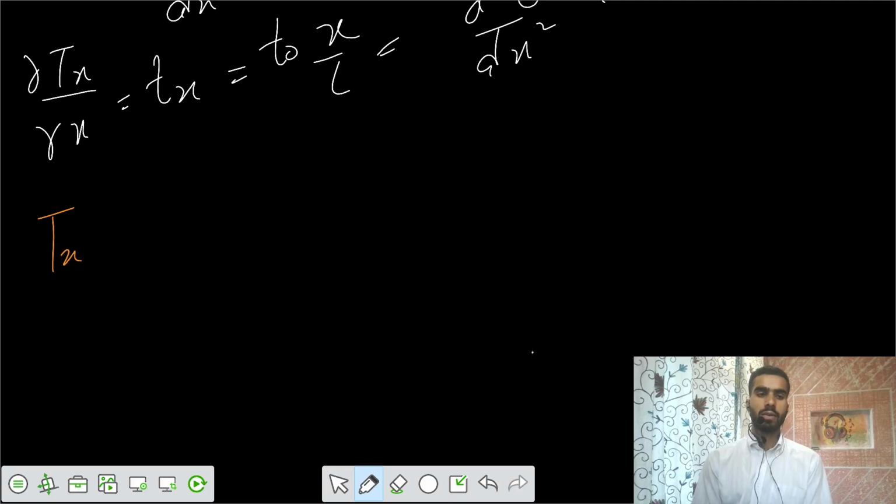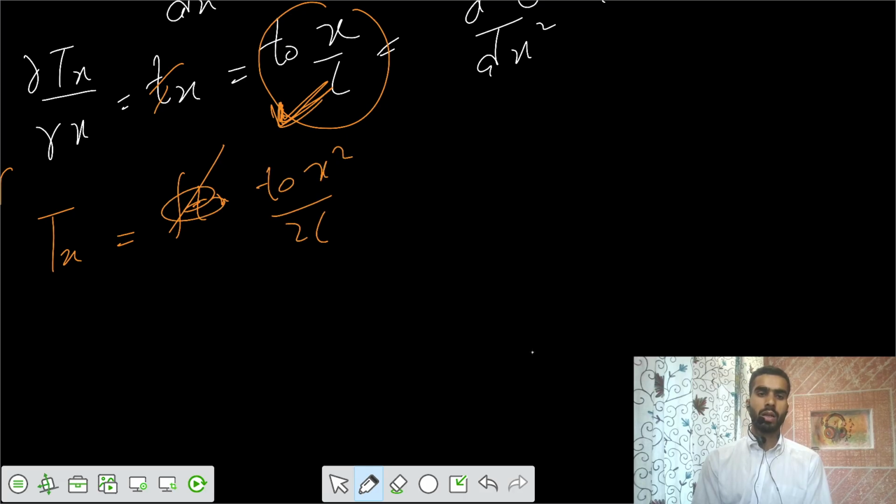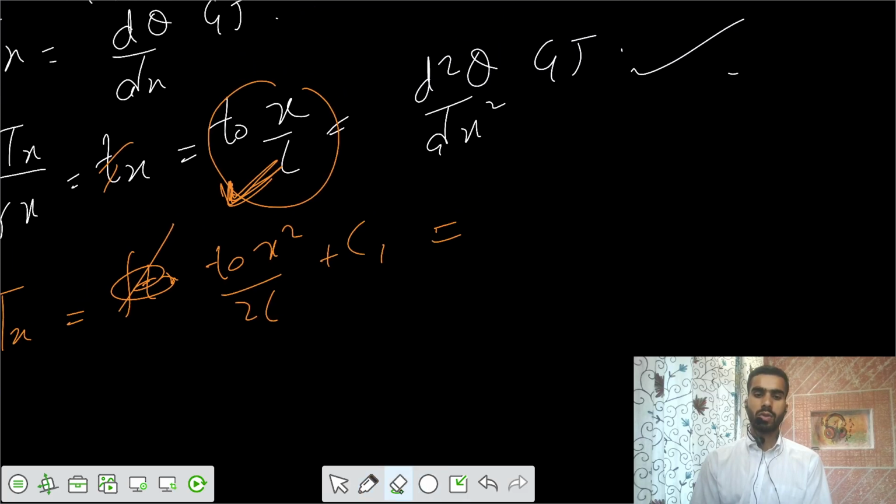So if I integrate it, I would get the integral of Tx. Forget this part because we want this part. This is our main part here. So we're integrating this part now: T0 x squared by 2L plus some C1, and that equals dθ/dx GJ. I got this equation in terms of torque.